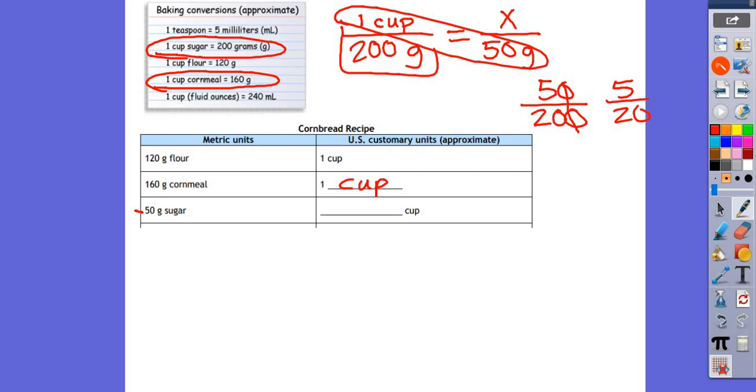1/4. Why is it not 4? Because 5 does not go into 4 times. It's not improper. Thank you. So what can I divide both of these by? 5. And 5 divided by 5 is 1. 20 divided by 5 is 4. So what is my fraction of cups I need? 1/4.